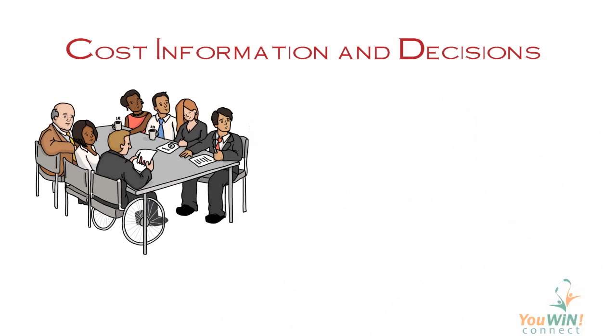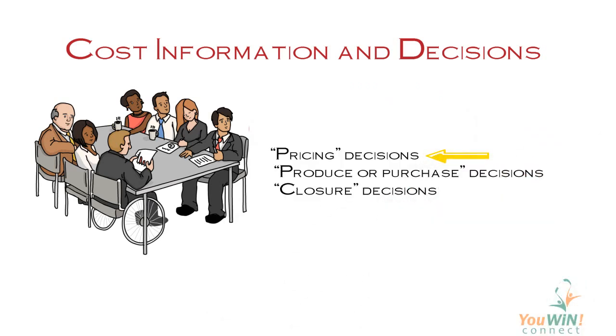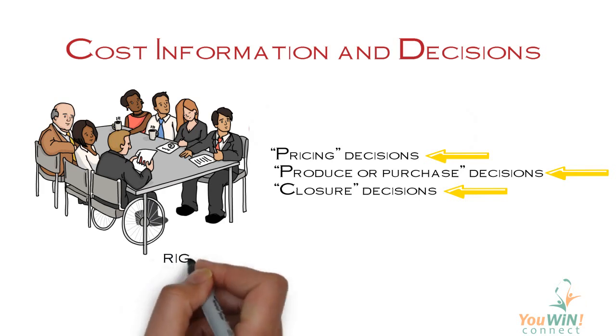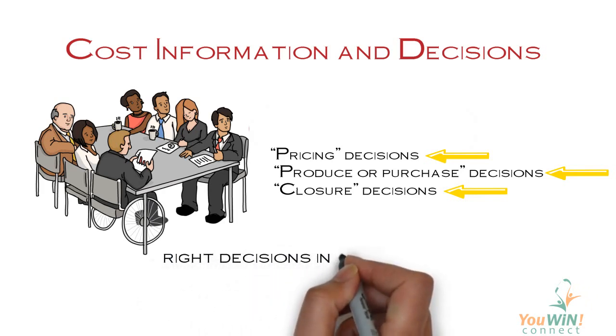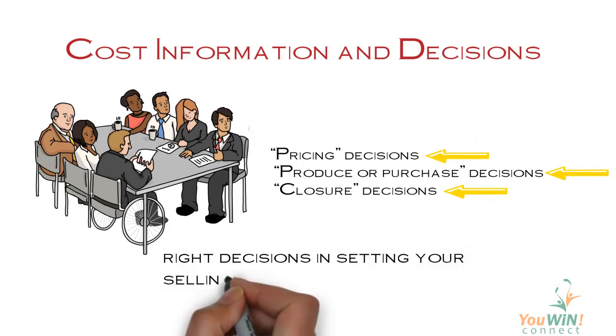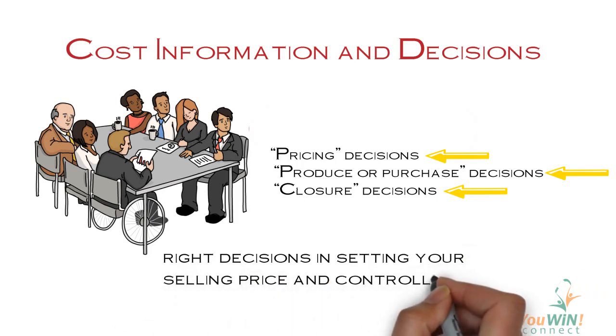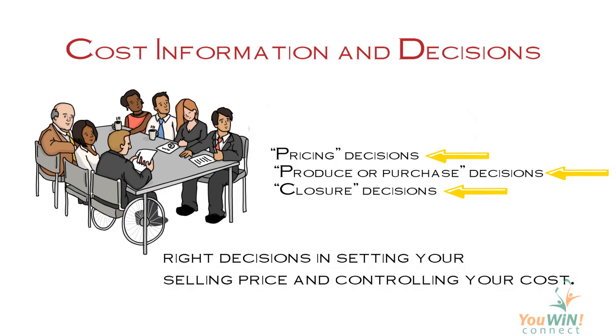Examples are pricing decisions, what price to sell your product, produce or purchase decision. Do we produce our raw materials or we purchase them? Cost information is also required for closure decisions when negotiations take place. All these are very important to make the right decisions in setting your selling price and controlling your cost.